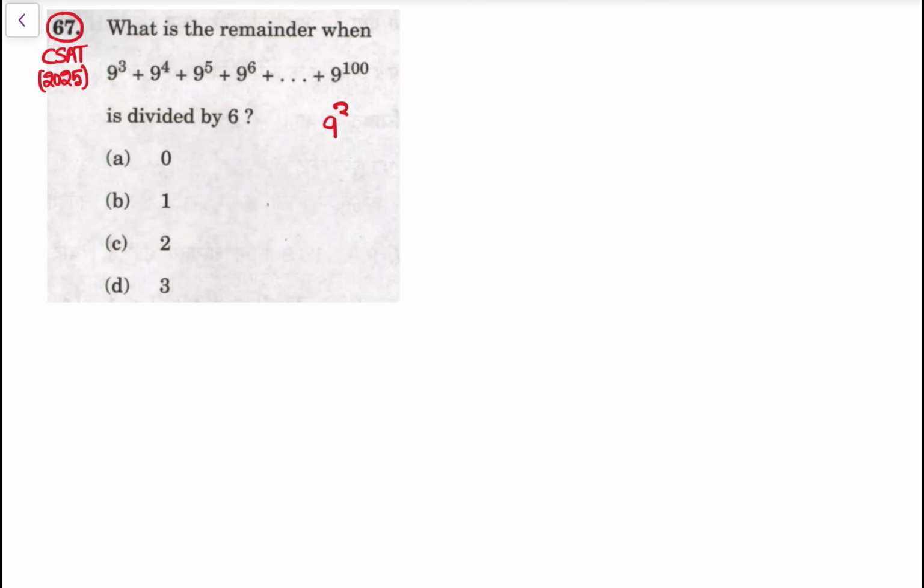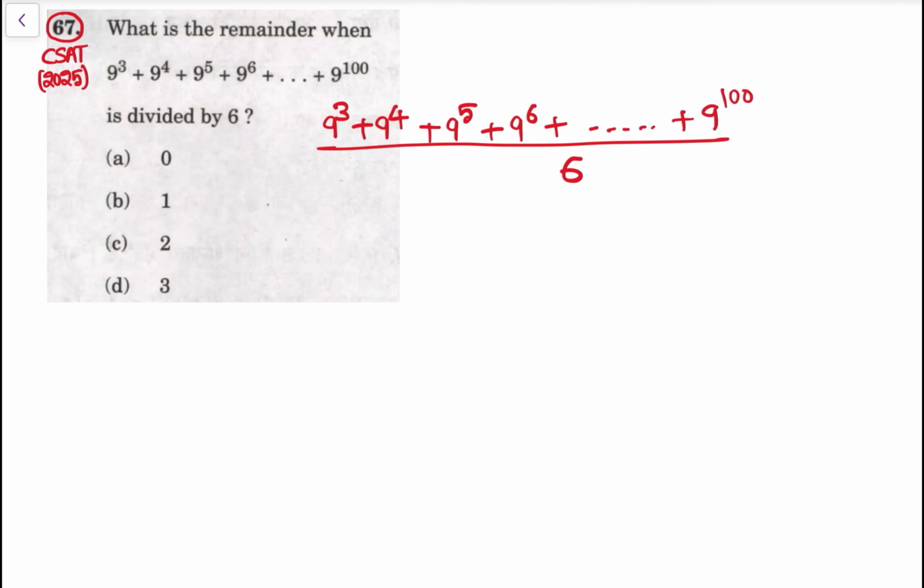See, 9 to the power 3 plus 9 to the power 4 plus 9 to the power 5 plus 9 to the power 6 plus so on plus 9 to the power 100, divided by 6. Now see, 9 to the power 3 is 9 into 9 into 9 upon 6. Since 9 leaves remainder 3 on division by 6, it is 3 into 3 into 3, that is 3 to the power 3, which is 27 upon 6. 6 fours are 24, so the remainder is 3.